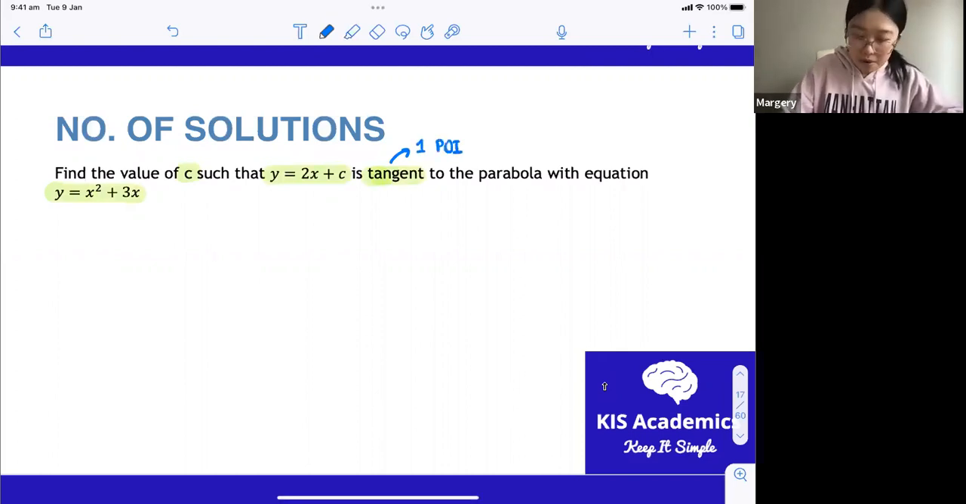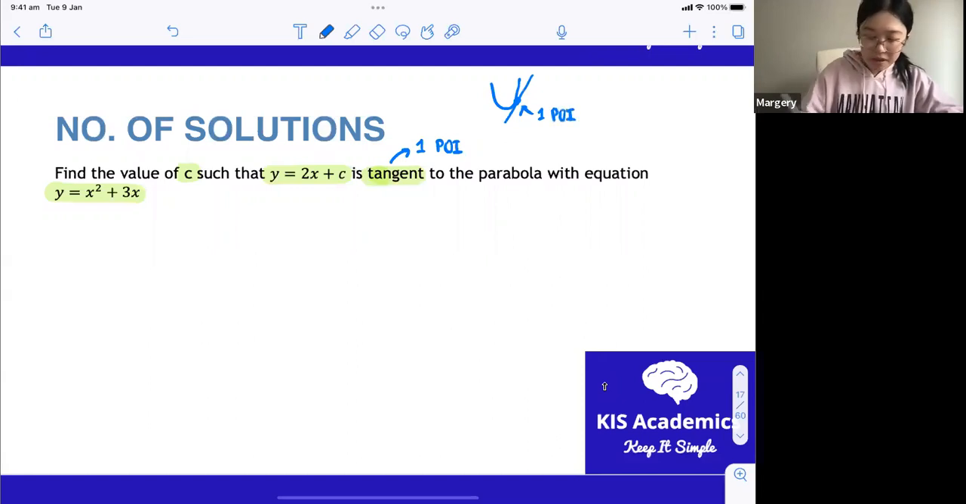So I've got a parabola that'll look something like this, and I've got a linear equation line there. I know that these will be tangent to each other, so they would only have one point of intersection. We want to find the value of c, which is the number on the end of our linear equation. To find the intersection, we would equate our two equations together.